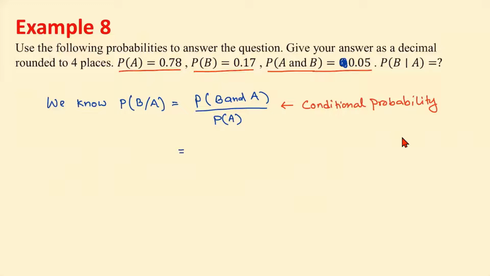So all we need to do here is plug in the values and simplify. The probability of B and A, or A and B, which is the same thing, is 0.05 for the numerator. And then the probability of A is 0.78. Now, if we simplify this, 0.05 divided by 0.78 will be 0.0641. So that's how we can use the formula for conditional probability and simplify a problem like this one. So that is your example 8.